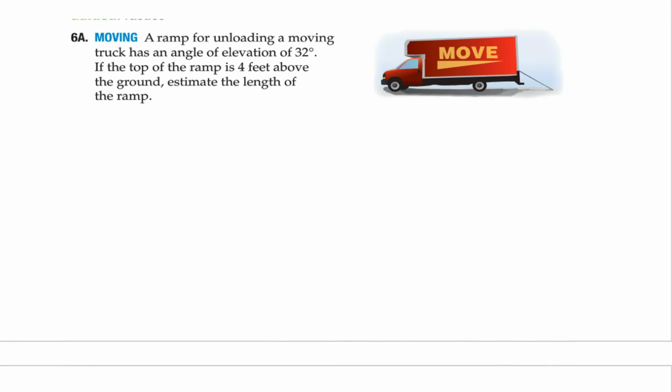So this is an example here. A ramp for unloading a moving truck has an angle of elevation of 32 degrees. If the top of the truck is 4 feet above the ground, estimate the ramp length. So they want us to find the length of the ramp. Here's x, and they're saying this height is 4. So here's my straight line, the floor, and this is 32 degrees. So if I just redraw it, this is x, here's 32, and this is 4.